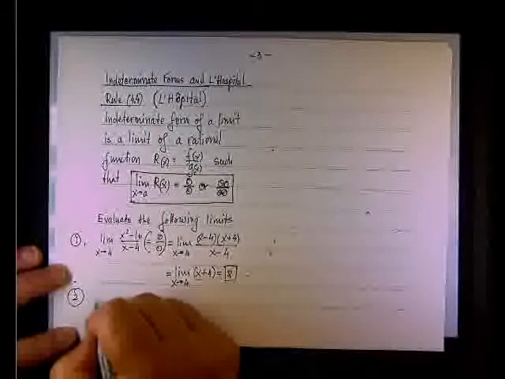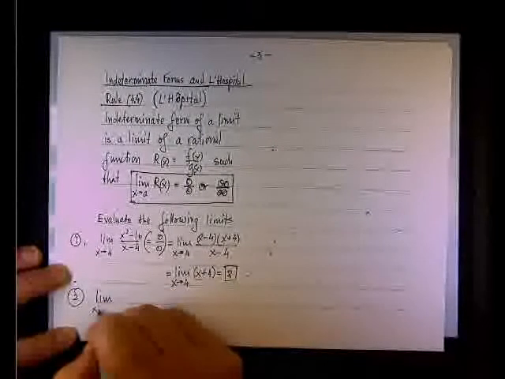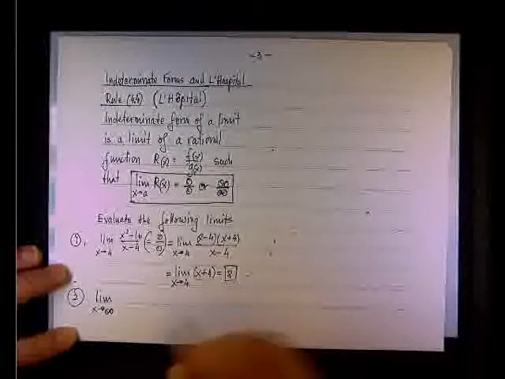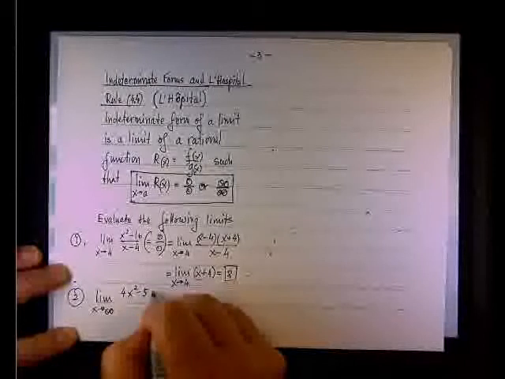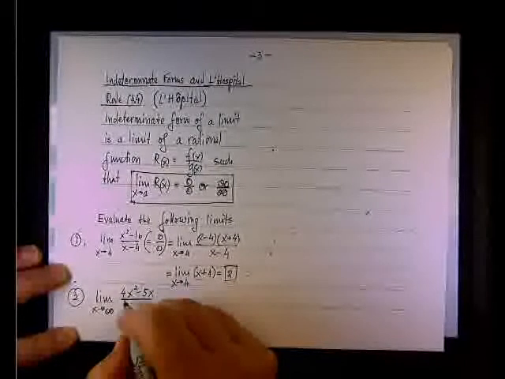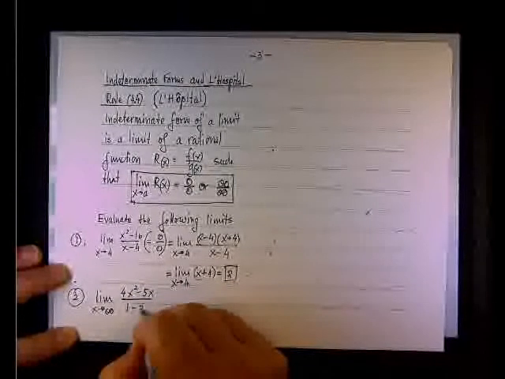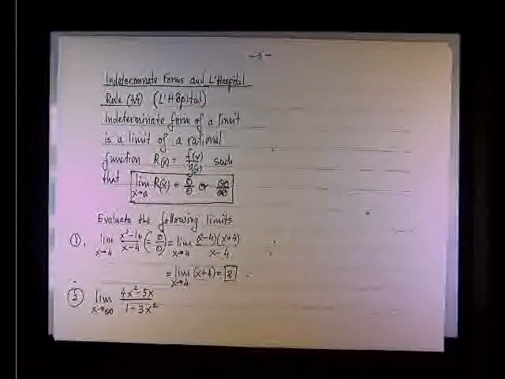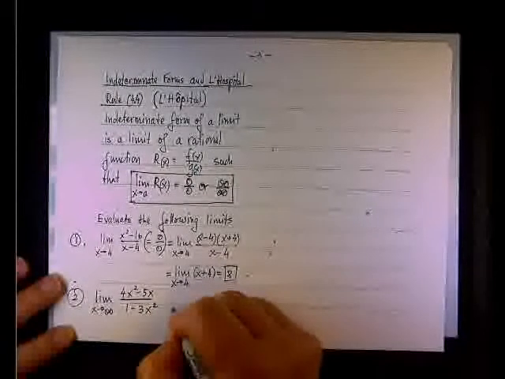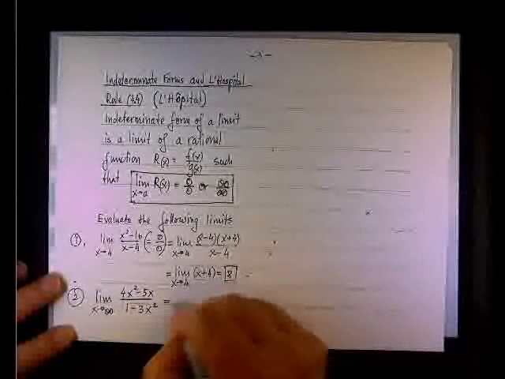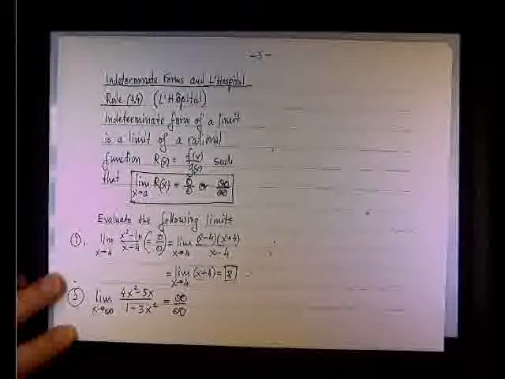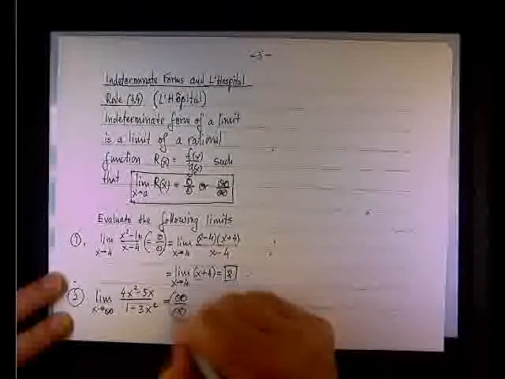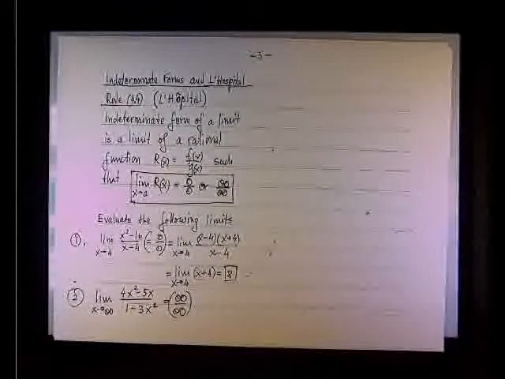The next one, it may not be so obvious. It's the limit as x goes to infinity, so it's a limit at infinity. And here we have 4x squared minus 5x divided by 1 minus 3x squared. Okay, so this appears to be a kind of limit that we have infinity on top and infinity at the bottom. So on the face of it, it appears to be this type.